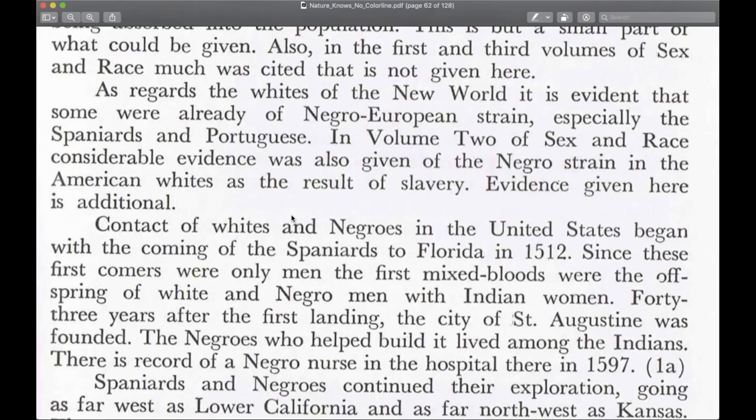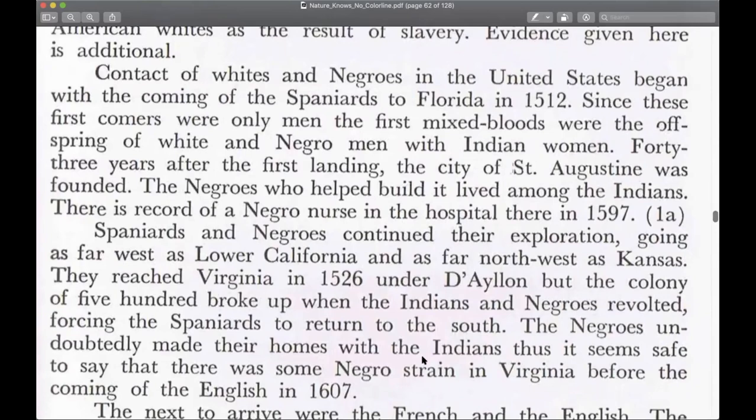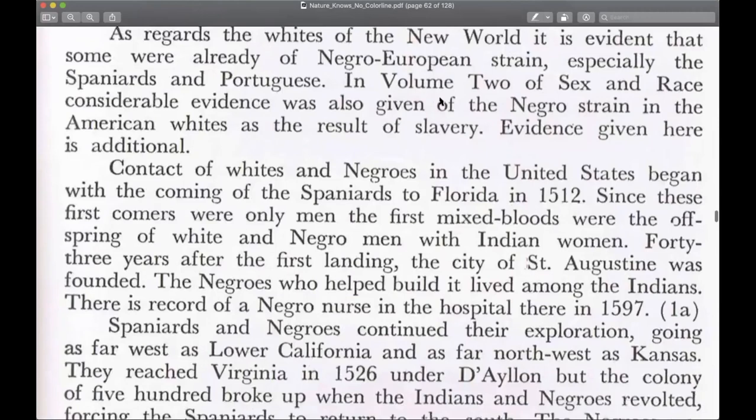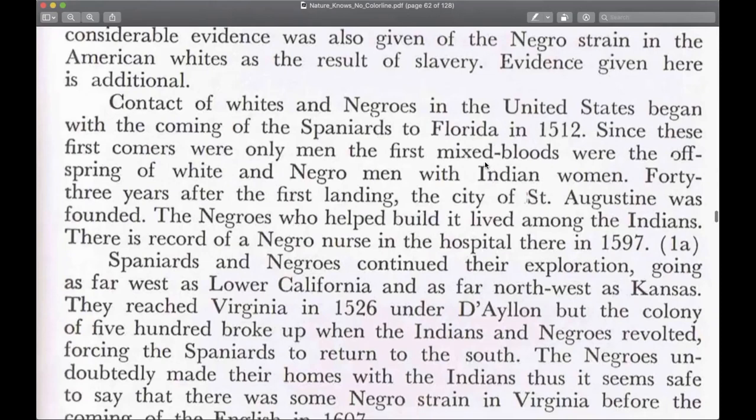It says, contact of whites and Negroes in the United States began with the coming of the Spaniards to Florida. All right, listen to this part, because we've already broken this down in my past videos, who these people really were. I'm going to break it down again after I read what he's going to say. Now, he's going to give you a little bit of drop, but we're going to get deeper. It says, contact of whites and Negroes in the United States began with the coming of the Spaniards to Florida in 1512. Again, remember who the Spaniards are. They were Negro Europeans. All right? In 1512, Negro European Spaniards or Moors or Sephardic Jews, since these first comers were only men, the first mixed bloods were of the offspring of white and Negro men with Indian women.